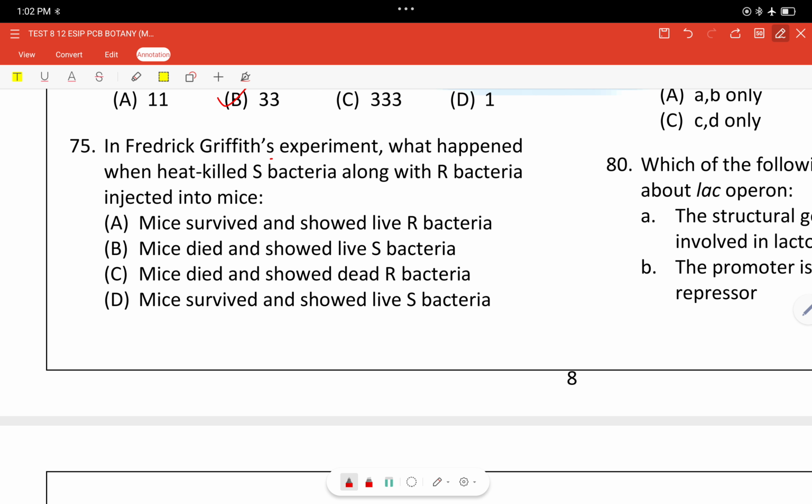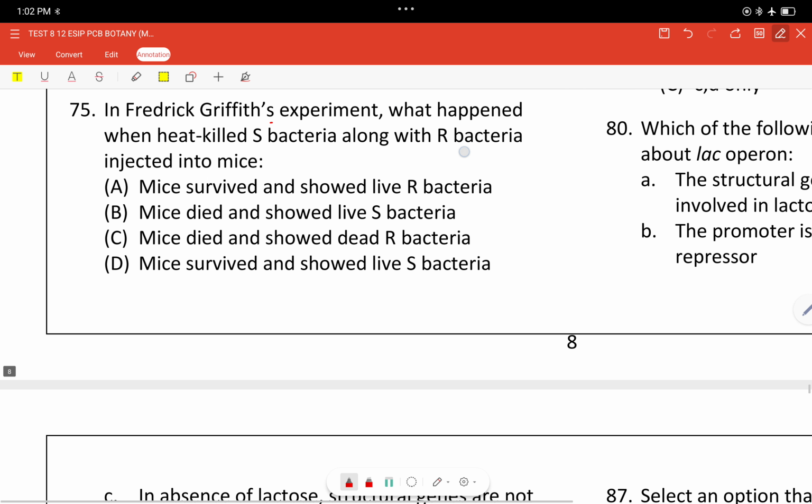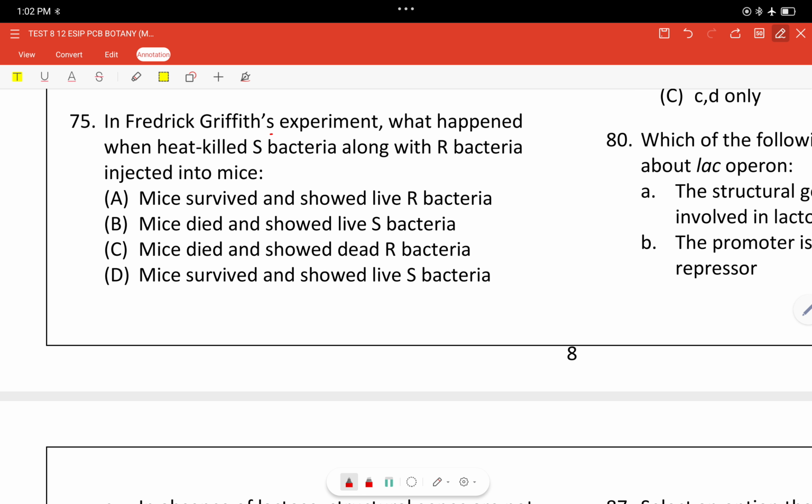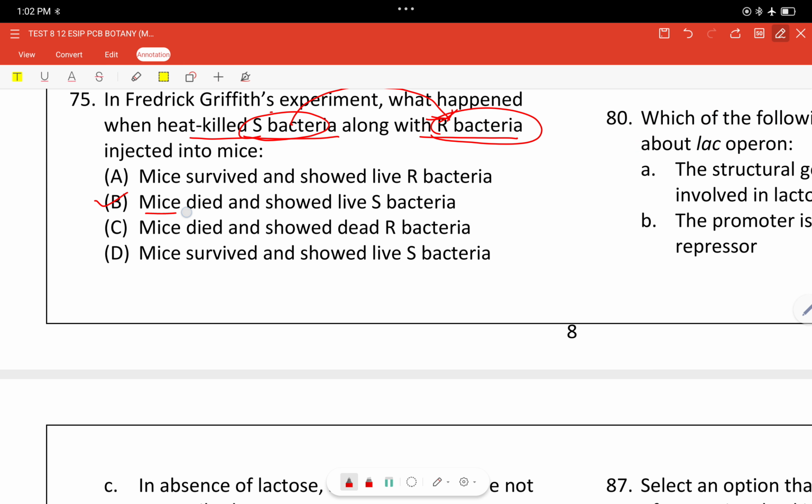In Frederick Griffith's experiment, what happened when heat killed S bacteria along with R bacteria injected into mice? When heat killed S strain bacteria along with R strain bacteria was injected into mice, the mice died, because the DNA from this bacteria entered into this R strain bacteria by the process of transformation. So R strain bacteria get transformed into S strain bacteria, and that live S strain bacteria was extracted from dead mice. So answer is B. Mice died and showed live S strain bacteria.